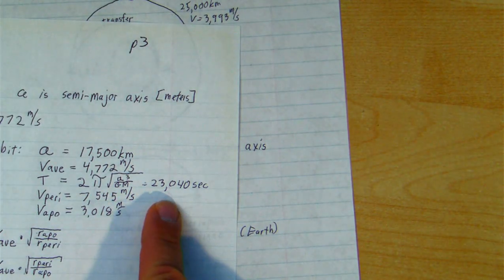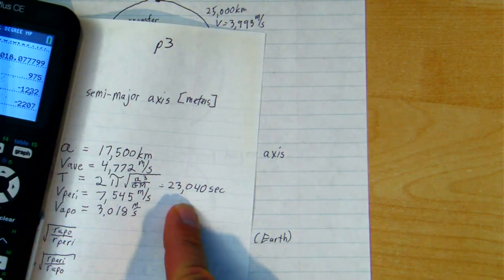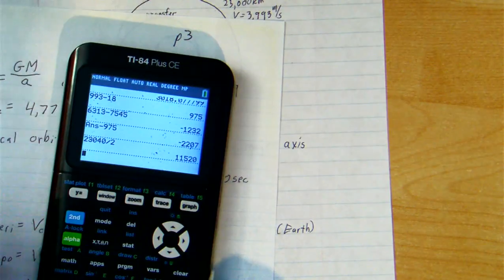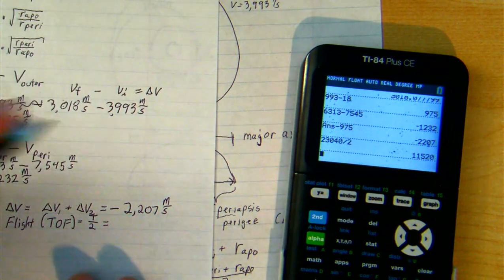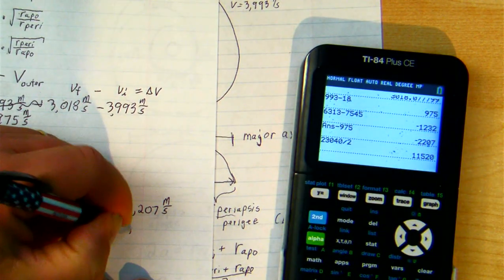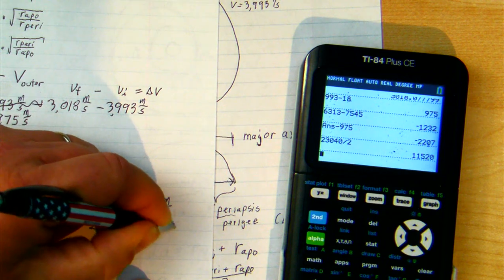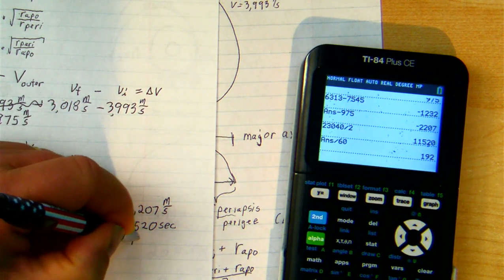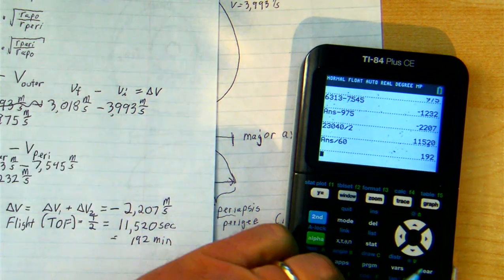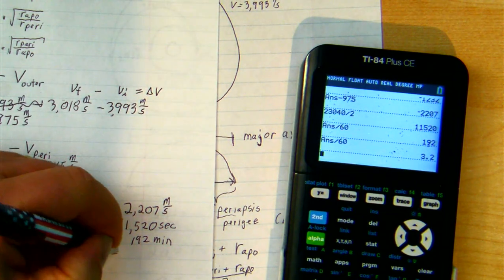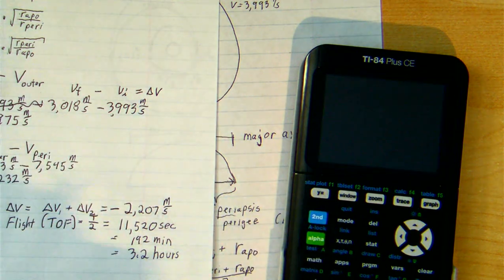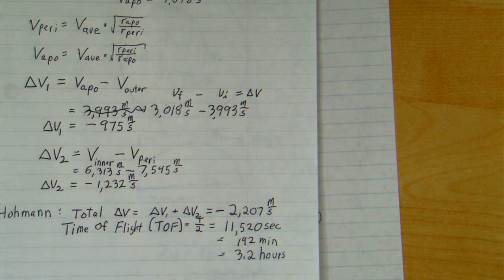All right, well, the orbital period was 23,040 seconds. So if I divide that number by 2, my calculator says the time of flight is 11,520 seconds. And if you're curious, divide that by 60, and it says that's 192 minutes. And if that's still not good enough for you, you could say that is 3.2 hours. And that is precisely the time between the two delta V's.